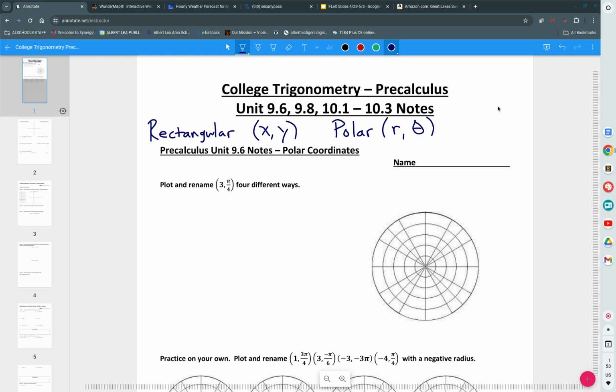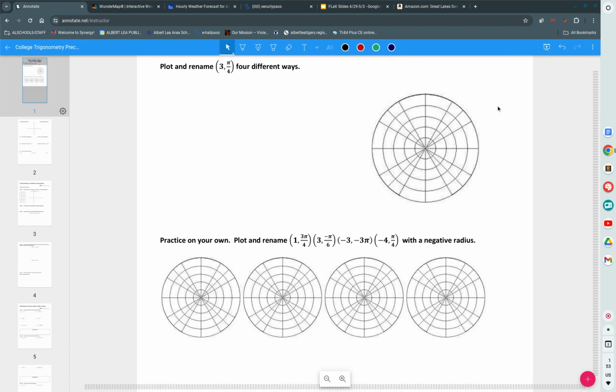So what we would like to do today is plot polar coordinates and try to rename some polar coordinates. Okay? And so I'm going to first label my graph. I'm going to call this 0 radians. And at the top here, I'll call it pi over 2. Obviously, the middle is going to be pi over 4. Do you guys remember what the other two marks are? Pi over 6 and pi over 3. Good. Pi over 6 and pi over 3.